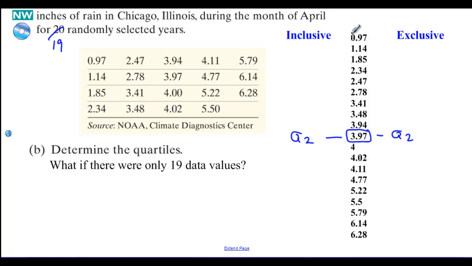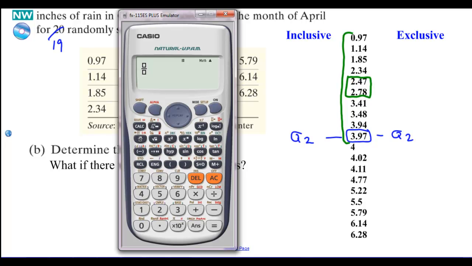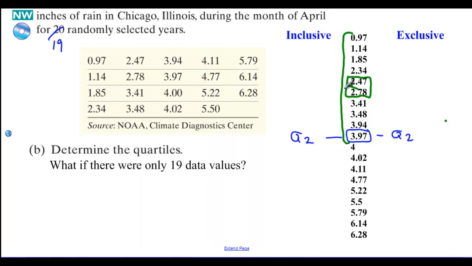So we're going to look at these 10 data points to find our Q1. So we've got 10 data points, which means we're going to need to find the mean of data points 5 and 6. So we're going to find the mean of these two. So we've got that 2.47 plus 2.78. Divide that by 2. And we're going to get that 2.625 again. And so that's our Q1.